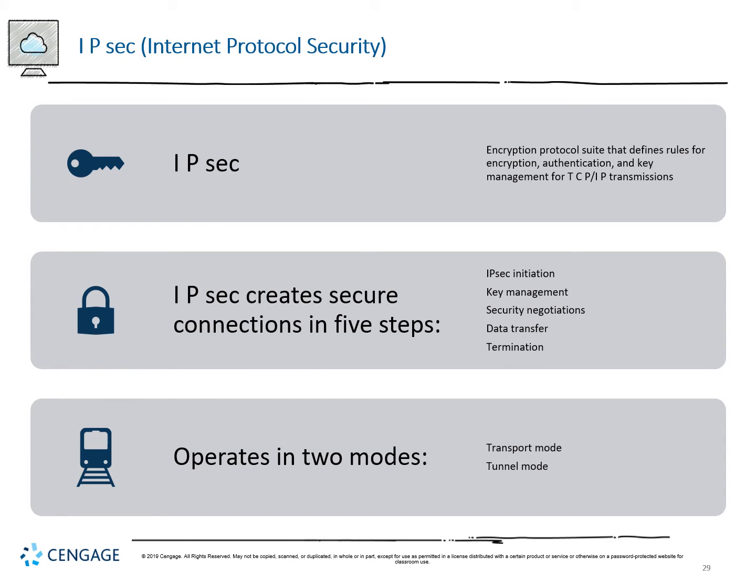IPSec, or Internet Protocol Security, is a protocol suite that defines rules for encryption, authentication, and key management for TCP/IP transmissions. There are 5 steps to the secure connections for IPSec: initiation, key management, negotiation, data transfer, and termination. So we notice that the first and last are initiation and termination, meaning that we have to open and close the connection deliberately. There are 2 different modes in which IPSec operates: transport mode and tunnel mode.